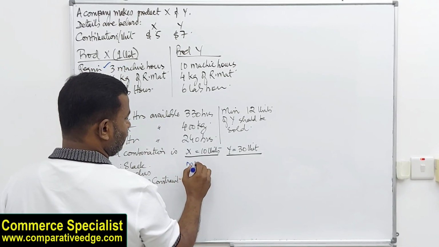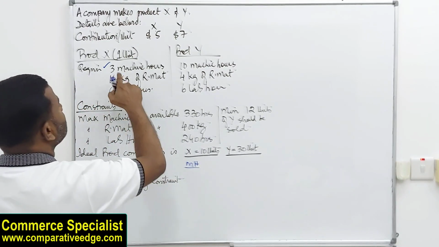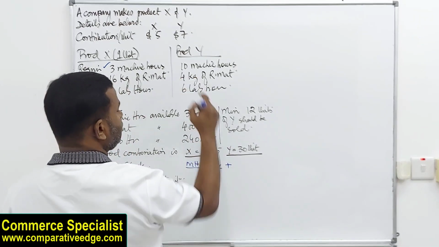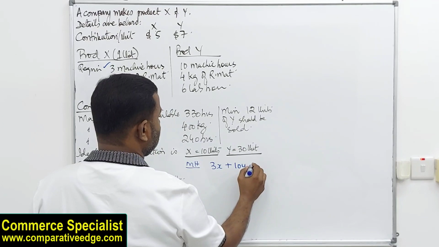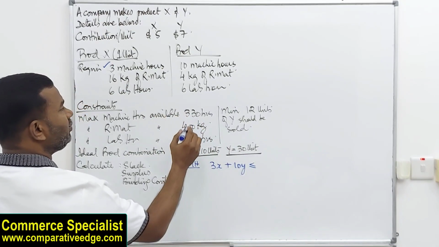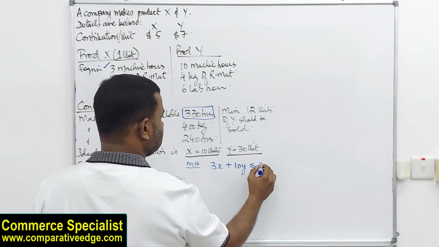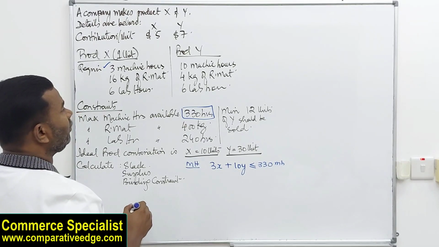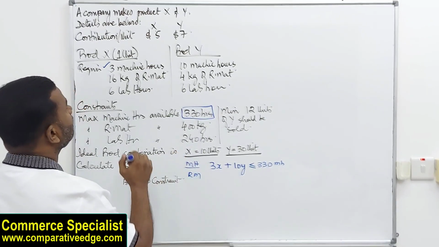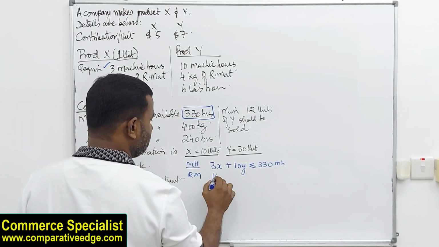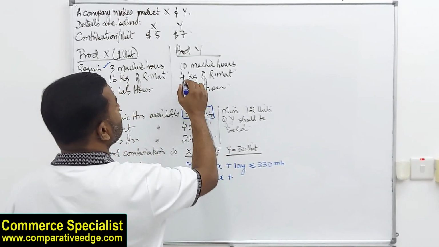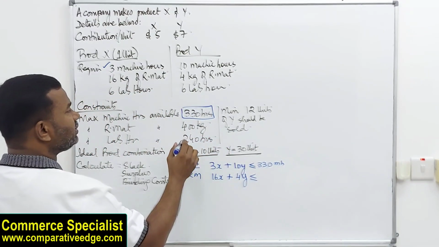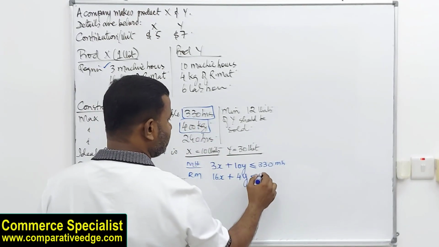So I'm just writing here machine hours. This is the constraint I'm writing: 3 machine hours of X plus 10 machine hours for Y, and we have less than or equal to how many machine hours? 330 machine hours. Then I'm writing for raw material: 16 kilograms for 1 unit of product X plus 4 kilograms for 1 unit of product Y, and how much of raw material is available? 400 kilograms, so less than or equal to 400 kg.